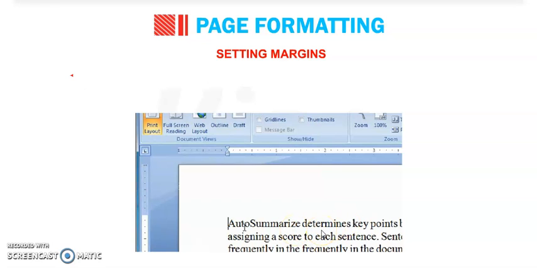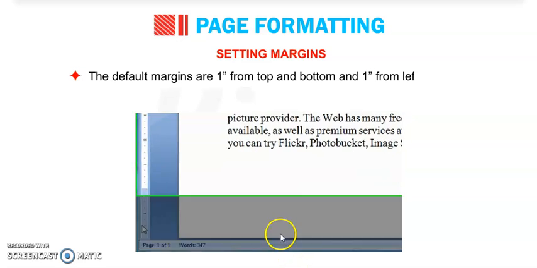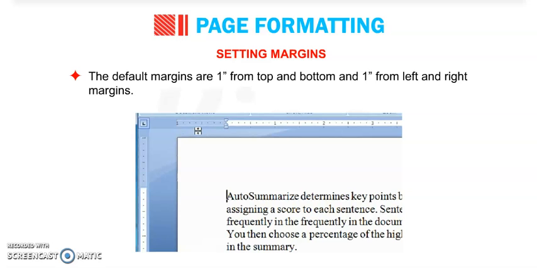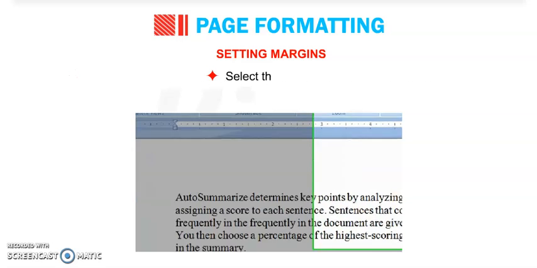Now MS Word allows you to set the margins on all four sides of the document: top, bottom, left and right. You can see in your book also all the printed matter is here and there is certain space on the left side and right side and top and bottom, and every page has the same margin. Like this we can do in Word also. The default margins are 1 inch from the top and bottom and also from left and right.